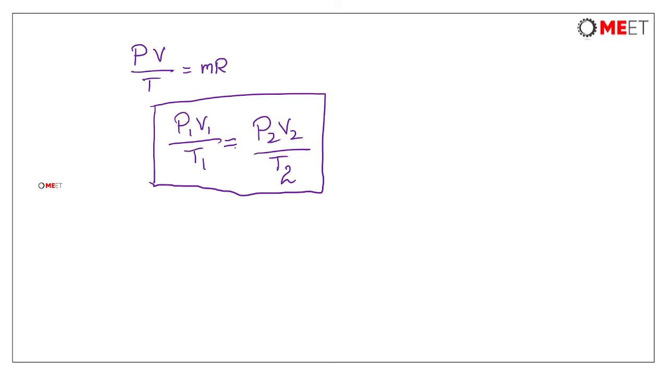I hope you understood about these ideal gas equations. The real gases will have different equations, so that is not the scope of our subject. We are discussing only this ideal gas equation and the various relations that come from this ideal gas equation.